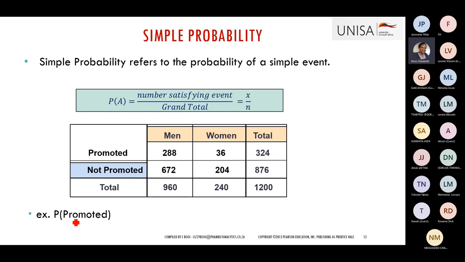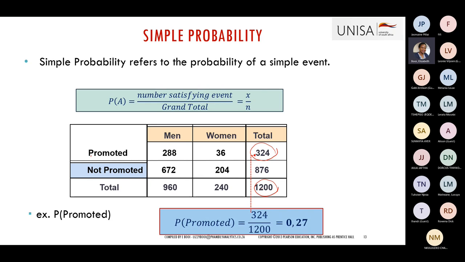If I need to calculate the probability of a person working in this company who has been promoted, then I'm going to take the number satisfying that, promoted, divided by the grand total, which is my sample space. So for promoted, that will be 324 divided by 1,200, and that gives me 0.27. We will continue using the contingency table because it's easy to represent probabilities on it. That is a simple probability.